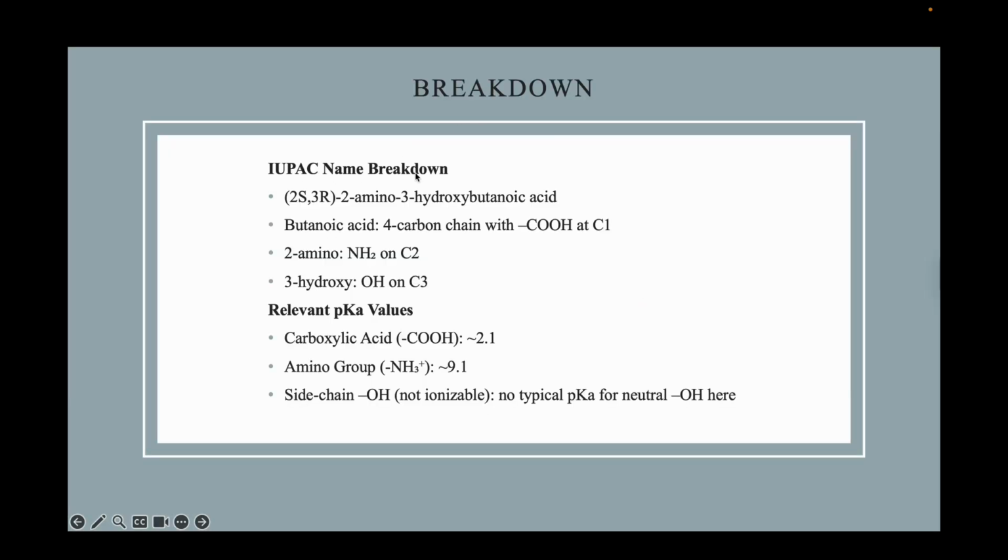Acids and bases, functional groups breakdown. IUPAC name breakdown: 2S,3R, 2-amino-3-hydroxybutanoic acid. Butanoic acid is a 4 carbon chain with a COOH at C1, 2-amino is NH2 at C2, and 3-hydroxy is OH on C3. Relevant pKa values: the carboxylic acid has a value of about 2.1 pKa. The amino group has a value of about 9.1 pKa. The side chain OH is not ionizable, so there is no typical pKa for the neutral alcohol here.